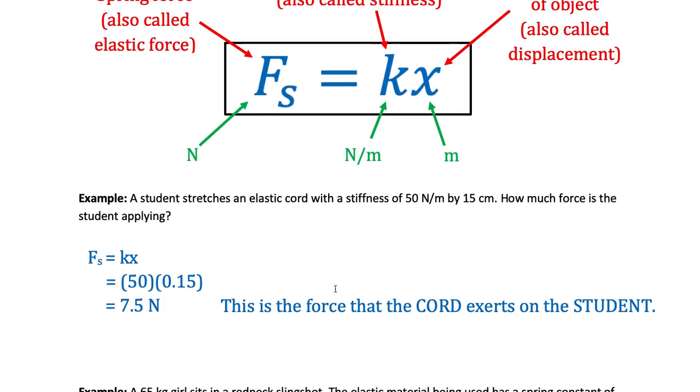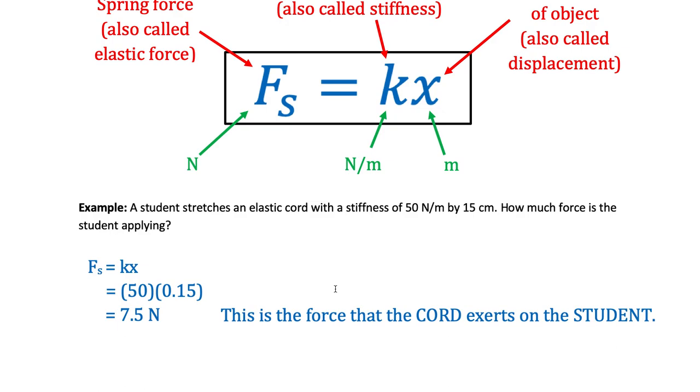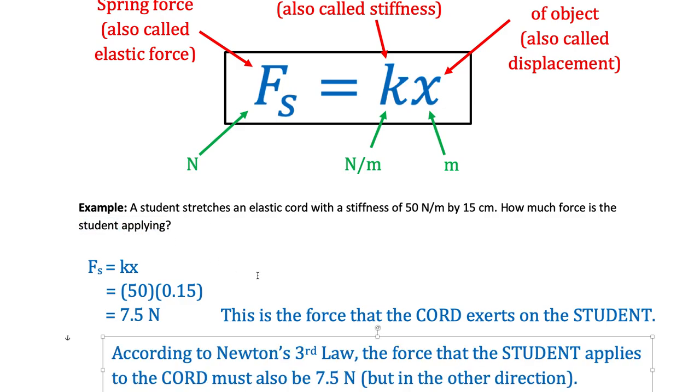Quickly thinking about Newton's third law here will be helpful. Newton's third law says every action has an equal and opposite reaction. So if the cord is exerting 7.5 newtons on the student, that means the student must also be applying 7.5 newtons to the cord. So the answer to our question, how much force is the student applying, is that the student applies to the cord a force of 7.5 newtons, but in the other direction. So if the cord's pulling the student to the left, the student's pulling the cord to the right.